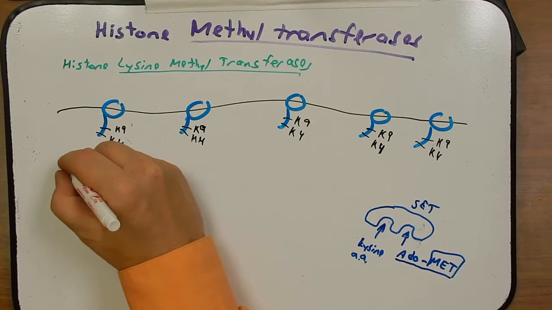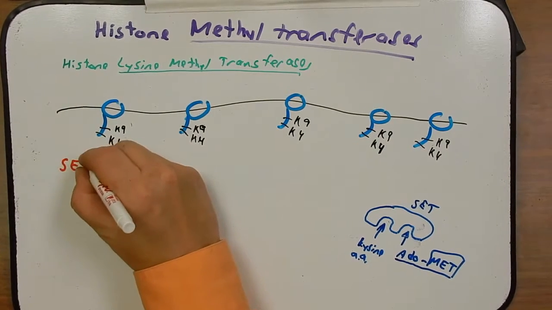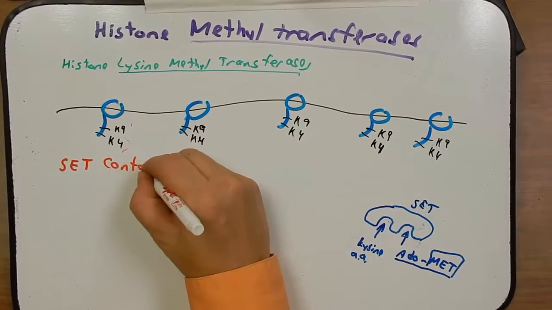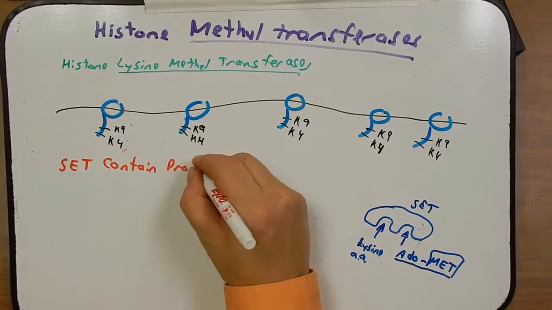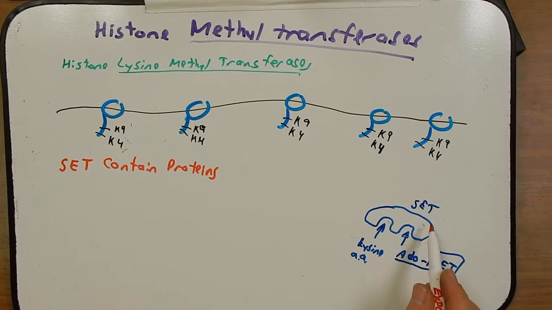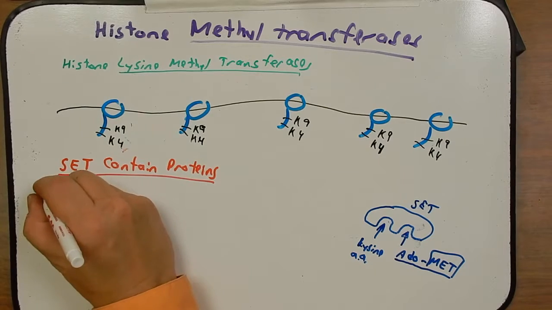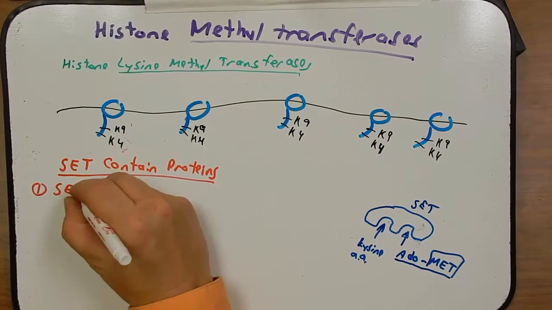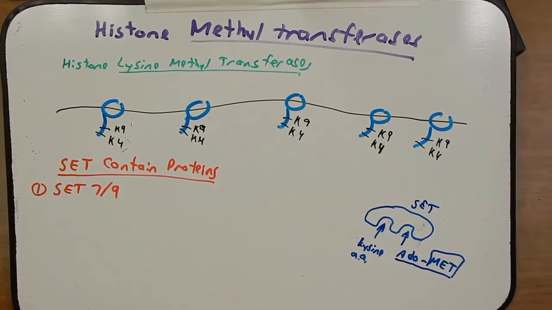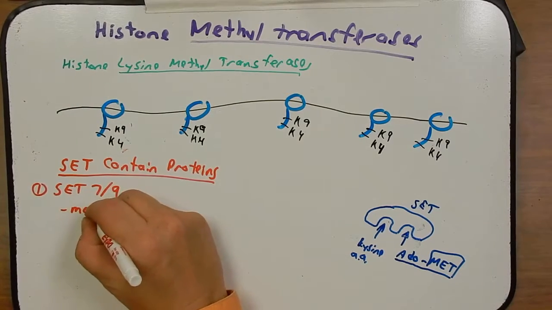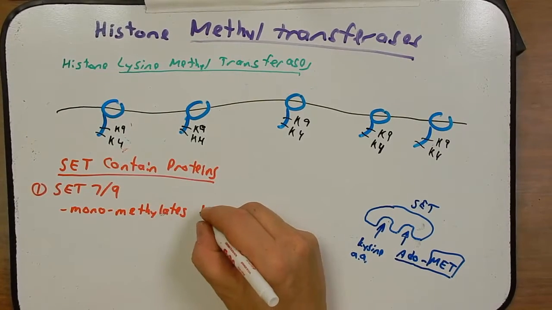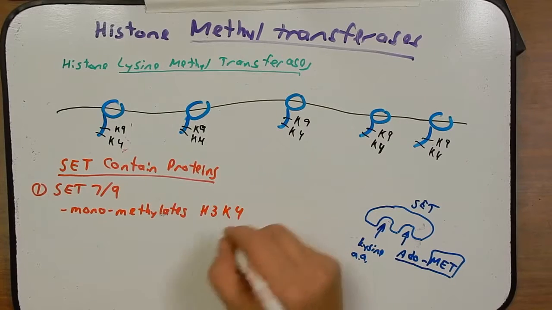Now I want to talk about some SET-containing proteins, a protein complex that contains this SET domain. Your book mentions several of them, but I want you to just know a few of them. The first one is called SET7/9. It monomethylates H3K4.